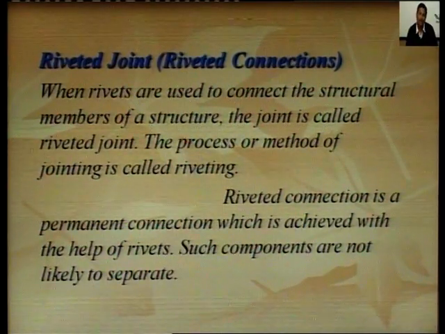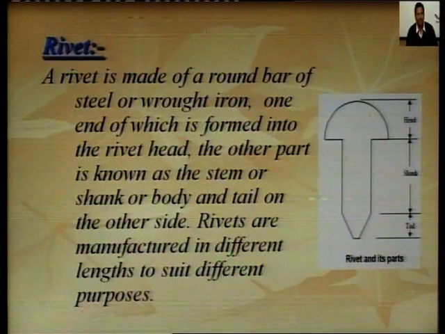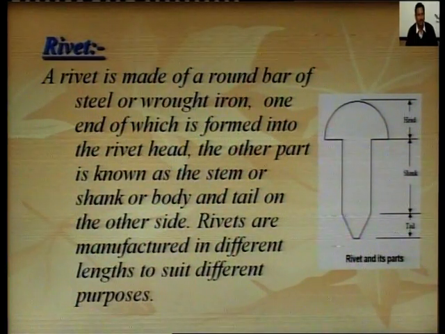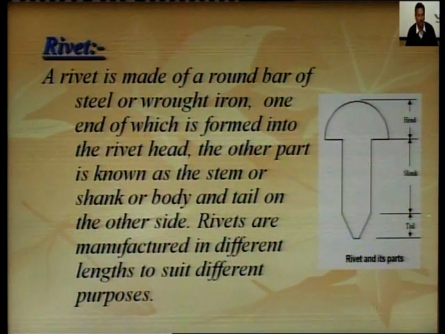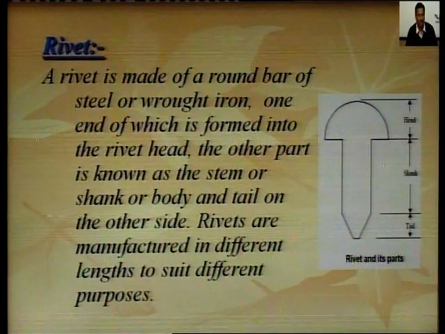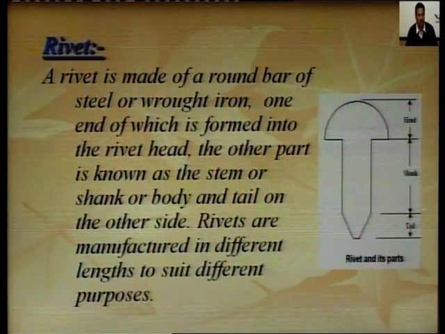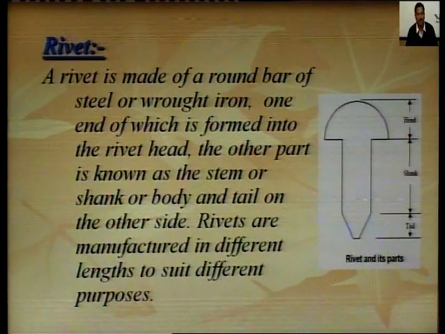So, the next point is the rivet. Definition of rivet: a rivet is made of a round bar of steel or wrought iron, one end of which is formed into the rivet head. The other part is known as the stem, shank or body, and a tail on the other side. Rivets are manufactured in different lengths to suit different purposes.